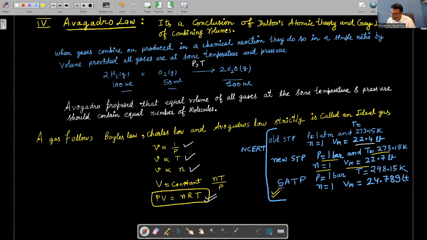And now this is also important: standard ambient temperature and pressure. Standard pressure means pressure is 1 bar. Ambient temperature means temperature is room temperature, that is 298.15 Kelvin. So if we calculate the volume occupied by 1 mole of gas, that is equal to 24.789. These things are given in NCERT, so you should especially remember this standard ambient temperature and pressure.